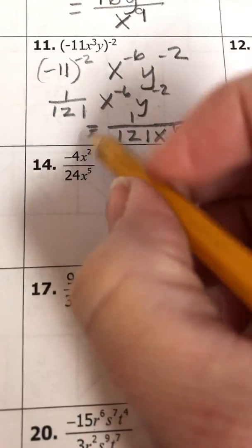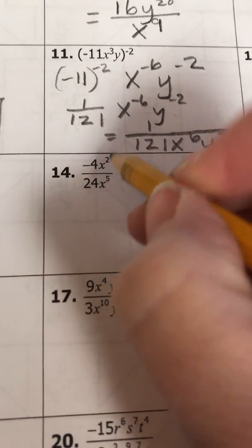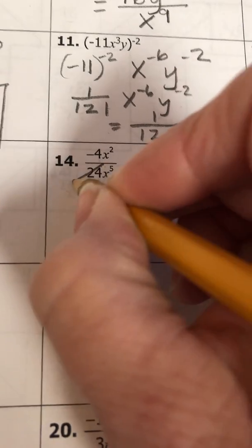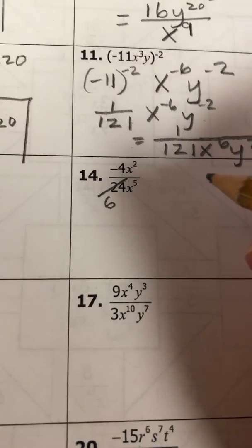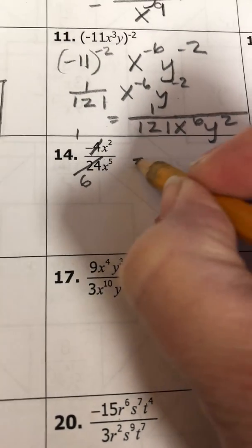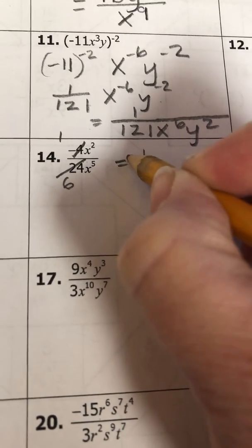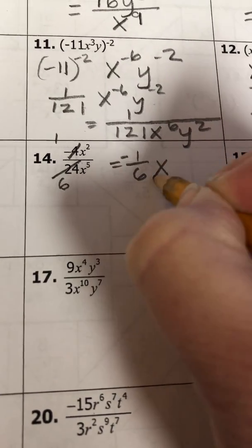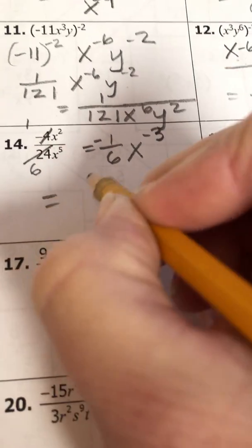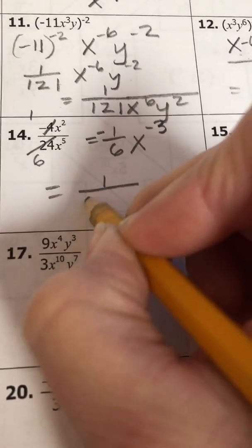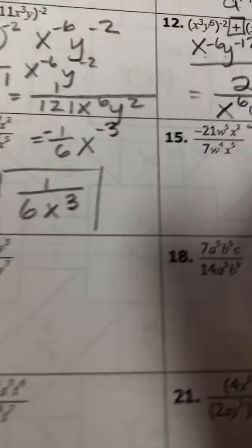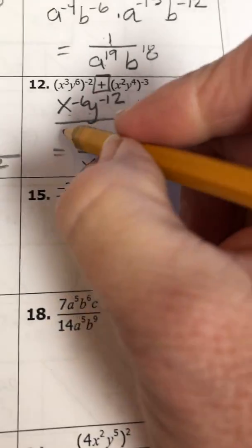Oh, now I'm getting a little tricky. So I have to factor, let's see, 24 divided by 4 is 6. And I could think about 4 divided by 4 is 1, right? So I'm going to end up with negative 1 over 6, and then x, 2 minus 5 is negative 3. And I'm going to put all of that over 6x to the 3rd. And box that.